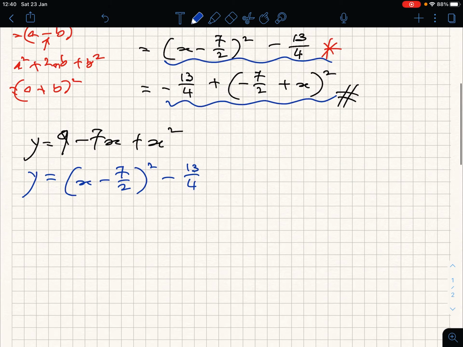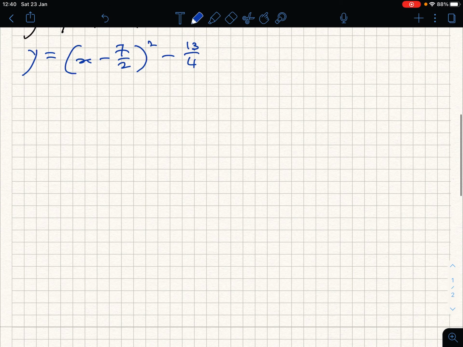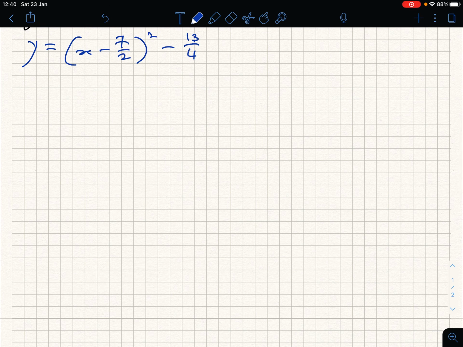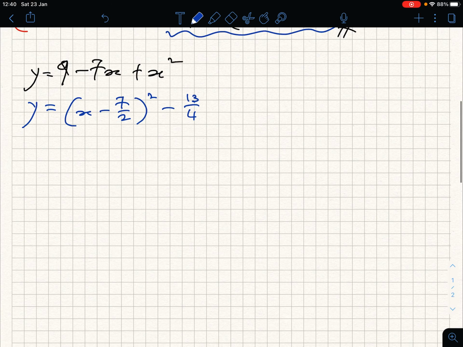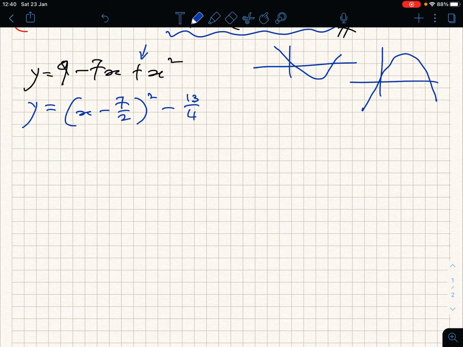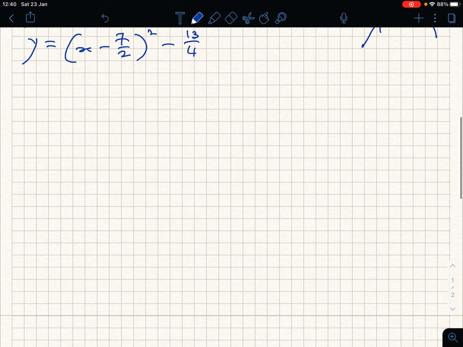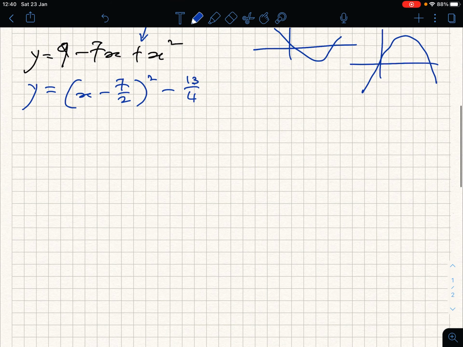From here we know that in order to sketch this graph, we need to know whether it is a maximum or minimum. The coefficient of x squared is positive, and if the coefficient of x squared is positive, it is a minimum curve. If it is a negative x squared, it will be a maximum curve. So that is the first hint that we have.